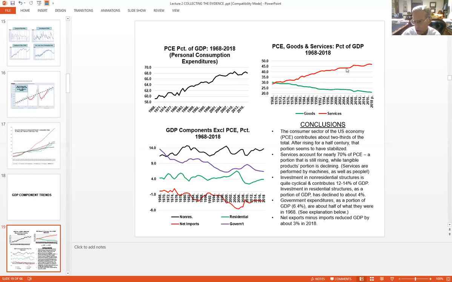The red line is services. The right line is products, goods. And here, the right line is only 21%. The red line is 47%, making up the 68% total. And so this is a service-driven consumer economy.